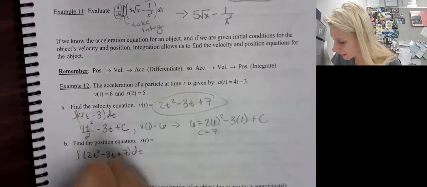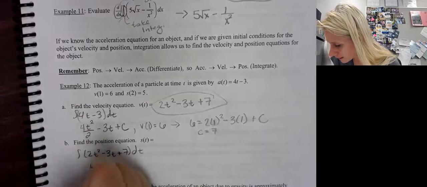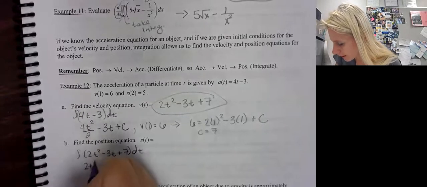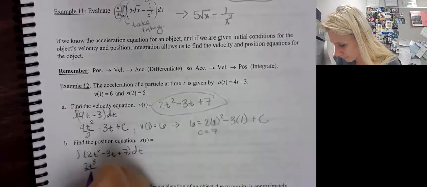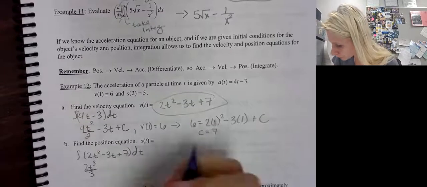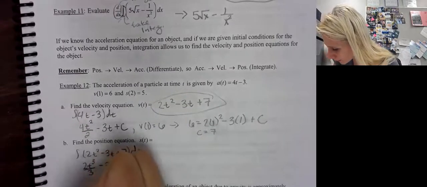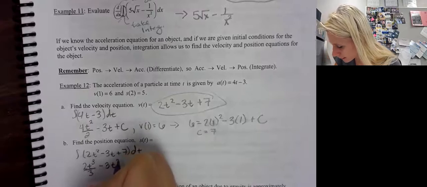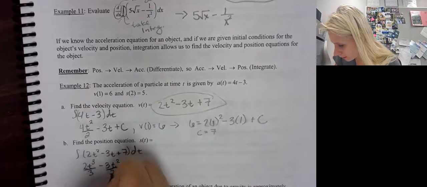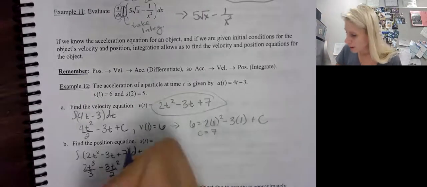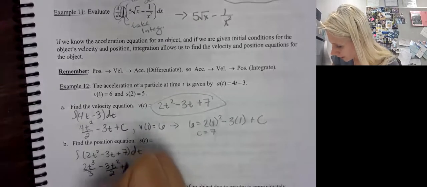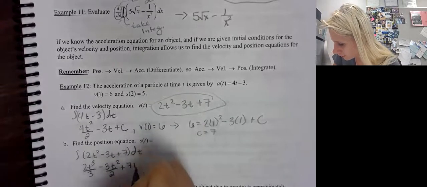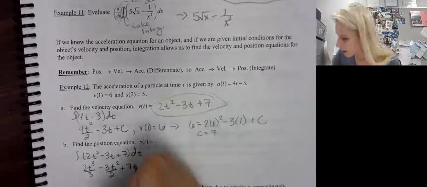Okay, power rules again, right? So this is 2t, add 1 to the exponent, divide by that exponent, minus 3, add 1 to the exponent, divide by that exponent. That's a constant there, so we add our variable on, plus c.